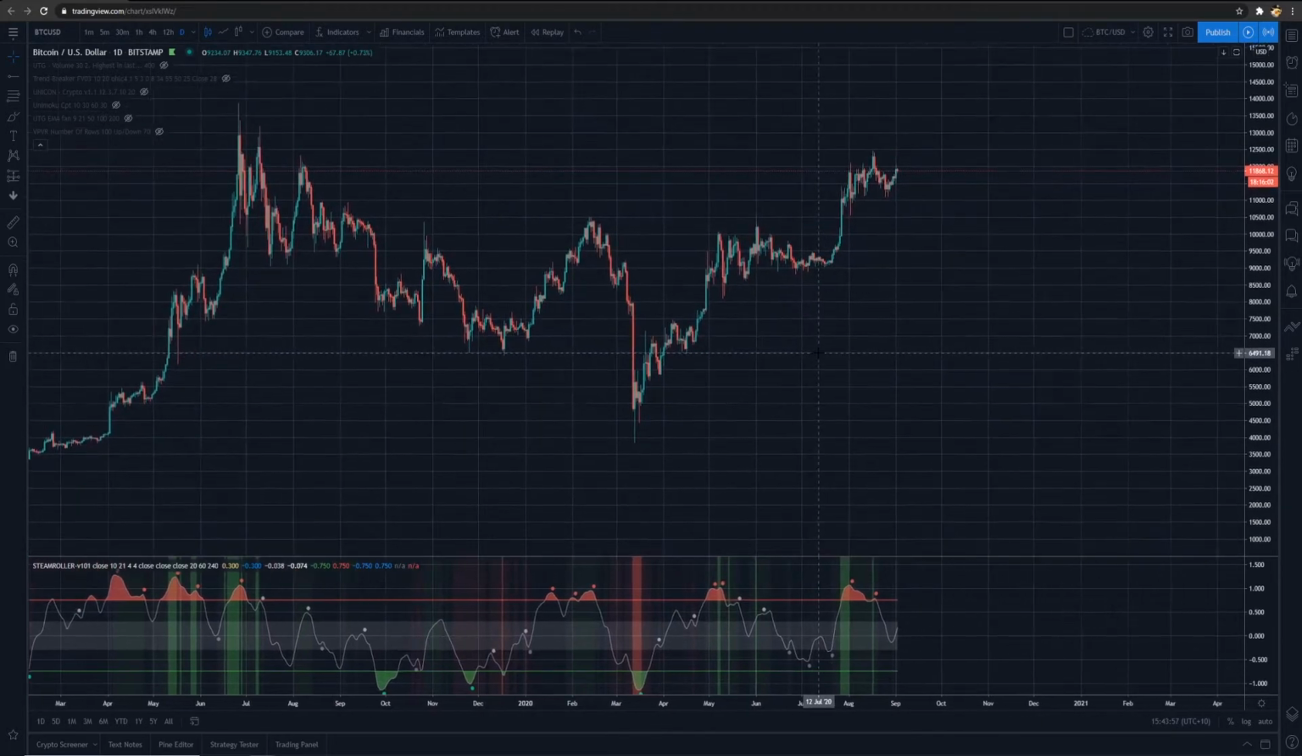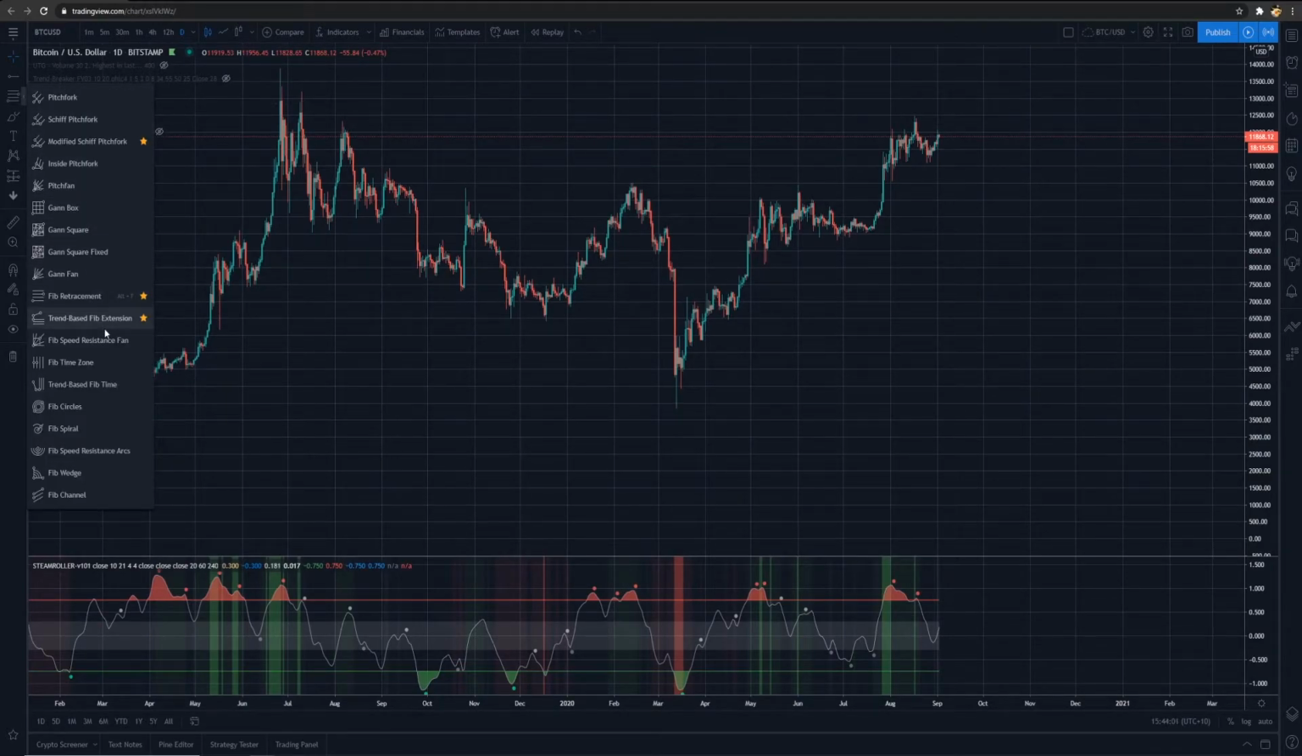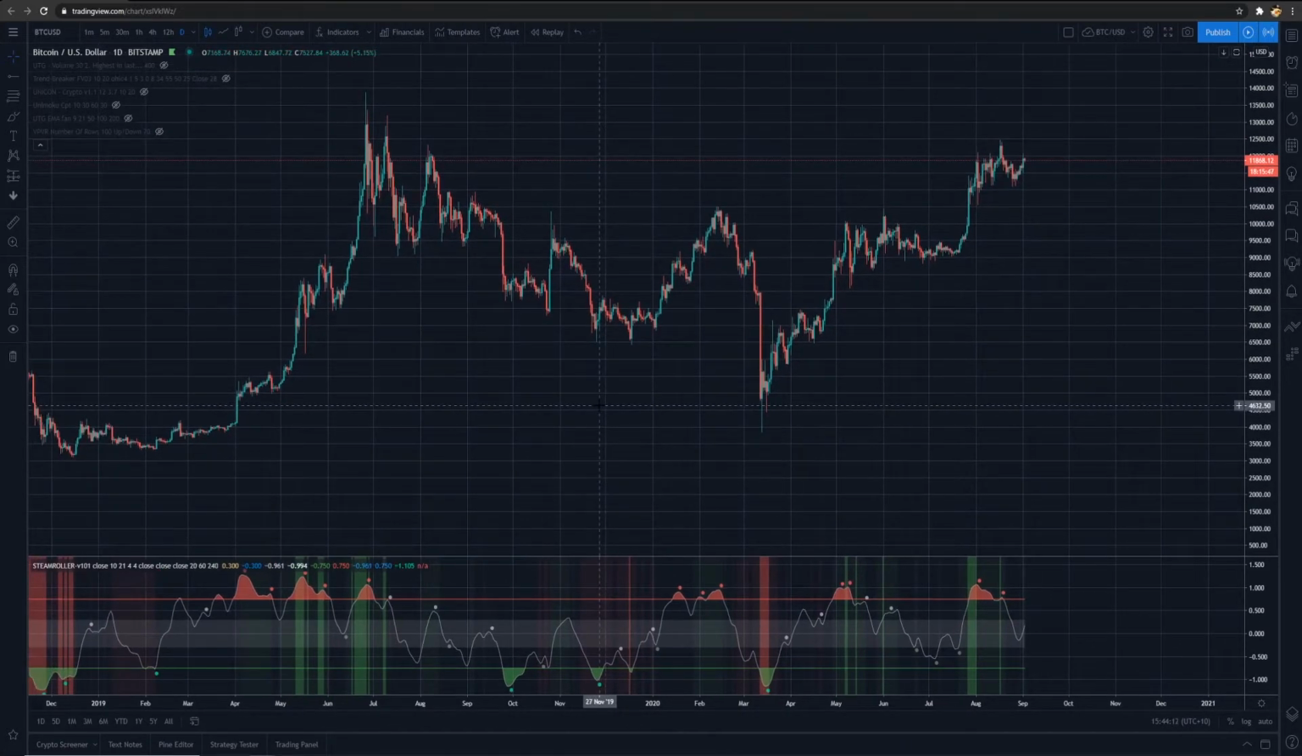Now, just a quick touch on our trend-based fibs. This is the one under your fib retracement here. The trend-based fib extension tool is a very good way to determine where price will go if there's no data.